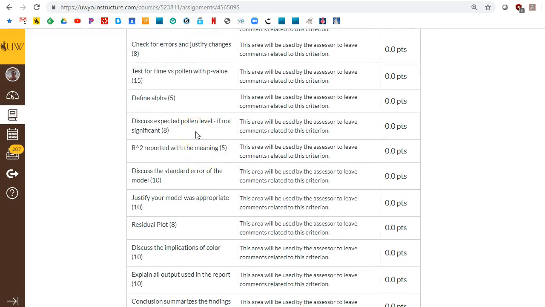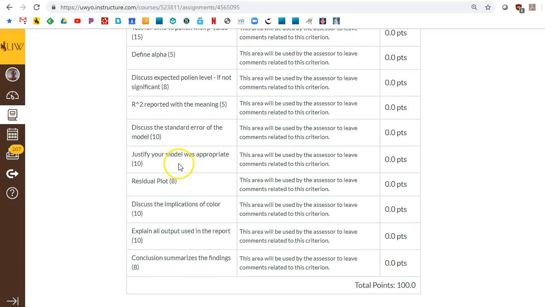Now, if it's not significant, in other words, if time does not help predict pollen, that does not mean you cannot make predictions. It means it's going to be harder. You need to figure out what your prediction would be if knowing the time wasn't helpful. That's if it's not significant, and I'm not saying that it's not, I'm just saying if. R squared, the standard error.